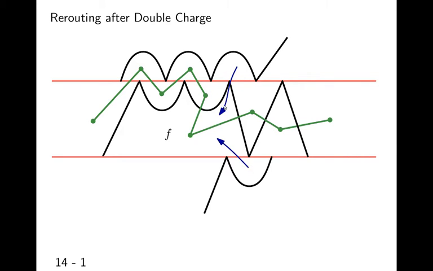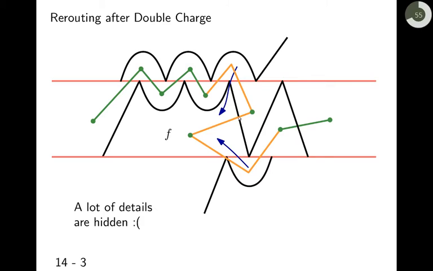double charging can occur is if a used face is charged from one bad face from the top and one bad face from the bottom. And then it would look roughly like this. And then we could reroute again. So our charging scheme also tells us how we can reroute. Yeah, I'm hiding here a lot of technical details, but this is how it looks.